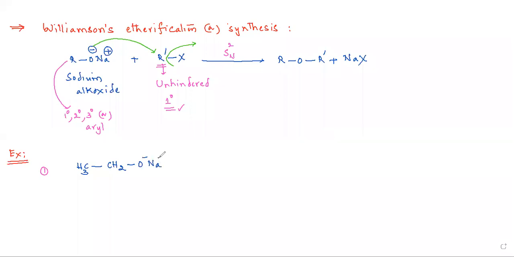So this is sodium ethoxide. When treated with methyl chloride, so this is 1 degree. Even this also is a 1 degree alkyl halide. Now this attacks, this one goes off. We get methoxyethane or ethyl methyl ether.